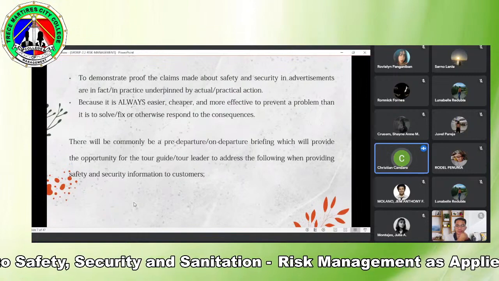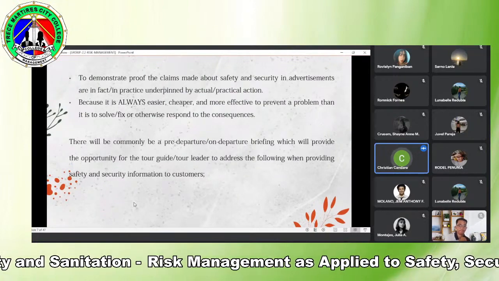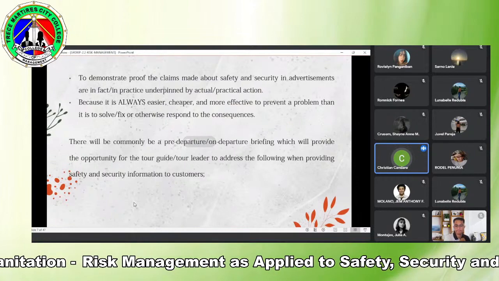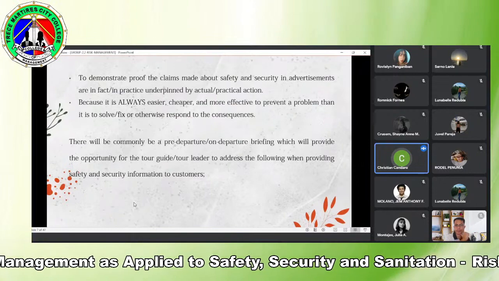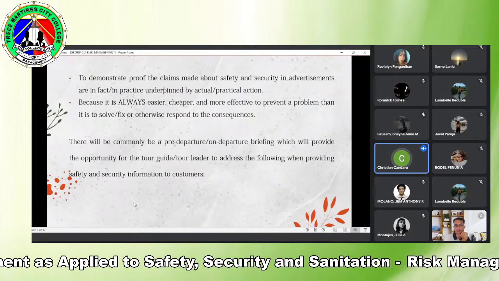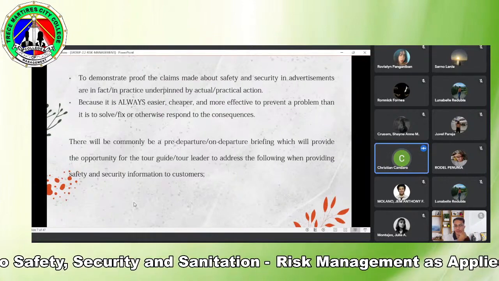Safety and security are vital to providing quality in tourism. More than any other economic activity, the success or failure of a tourism destination depends on being able to provide a safe and secure environment for visitors.